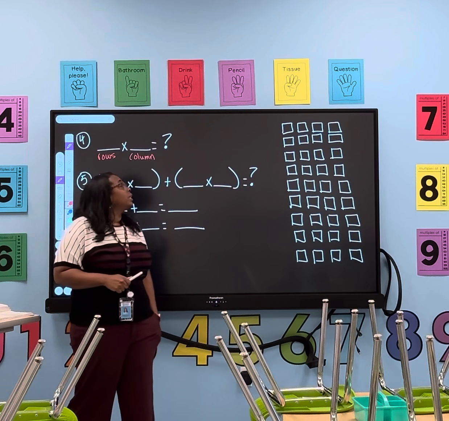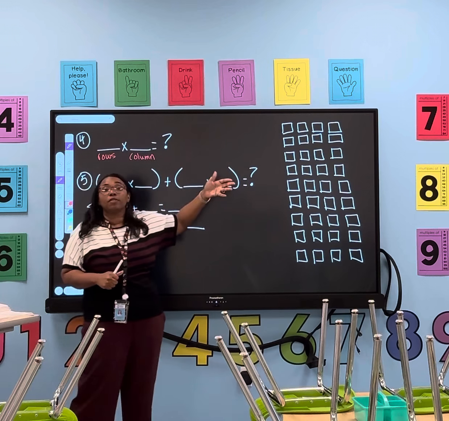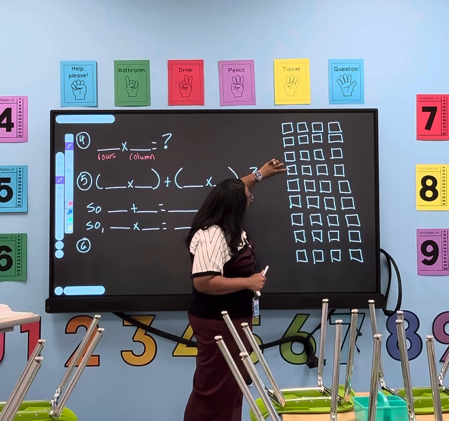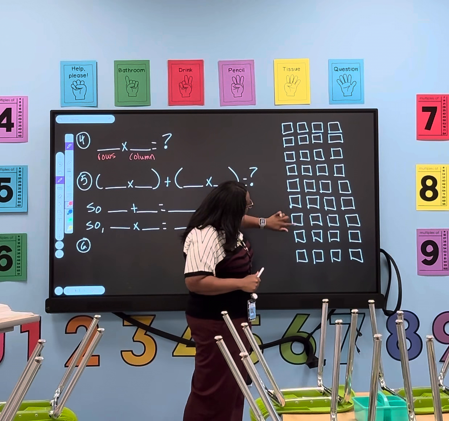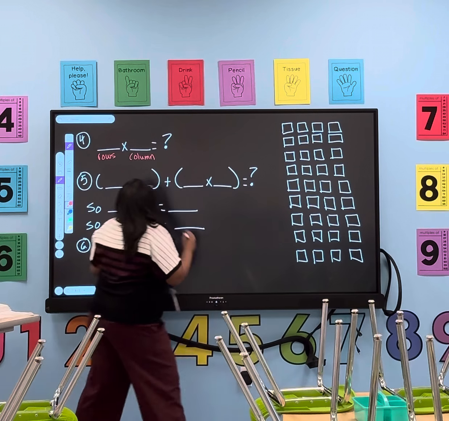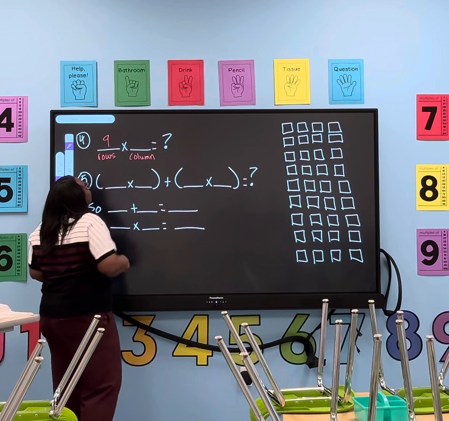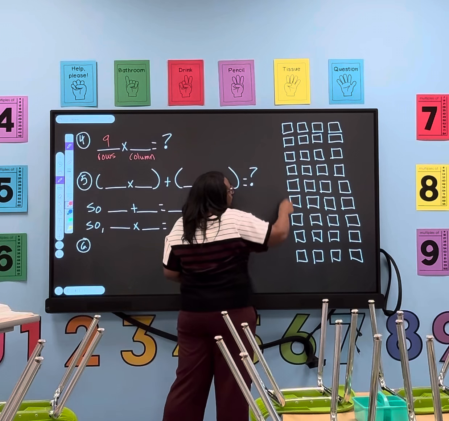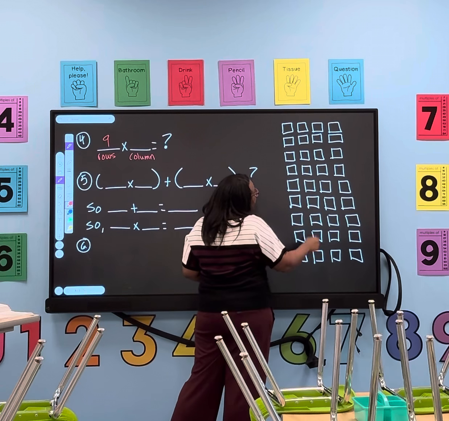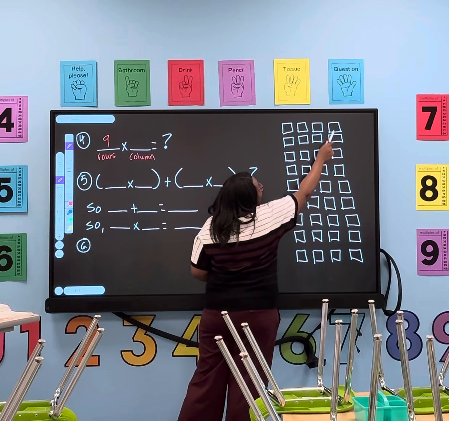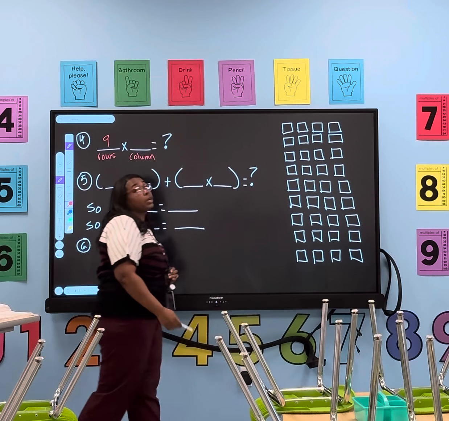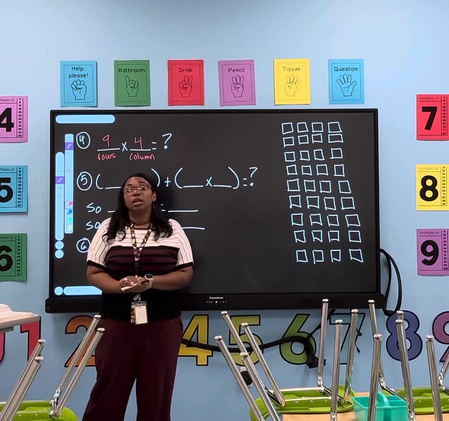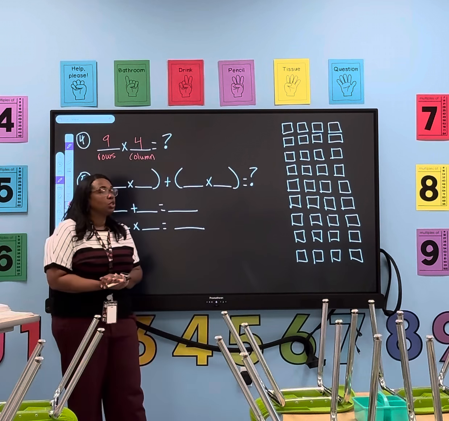So if I look at this, I count the rows, and that tells me my first number. So let's count the rows. 1, 2, 3, 4, 5, 6, 7, 8, 9. So this is 9. And I'm going to put 9 rows. Okay, let's go to the columns. So I have 1 column, 2 columns, 3 columns, 4 columns. So 4 columns, so this is going to be 4. So this is the multiplication equation, our expression, our fact that he was trying to solve.